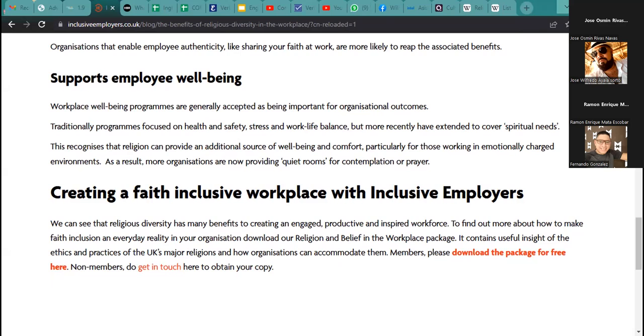We can see that religious diversity has many benefits to creating an engaged, productive, and inspired workforce. To find out more about how to make faith inclusion a reality in your organization, download our religion and belief in the workplace package. It contains useful insight into the ethics and practices of the UK's major religions and how organizations can accommodate them. Members, please download the package for free here. Now members, go to get in touch here to take your copy.